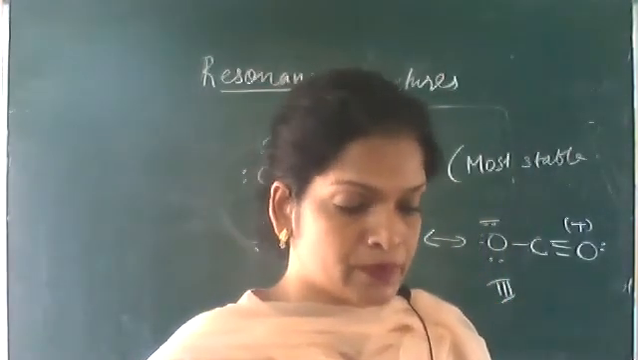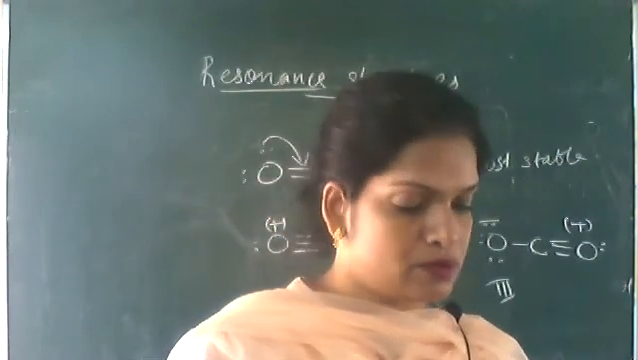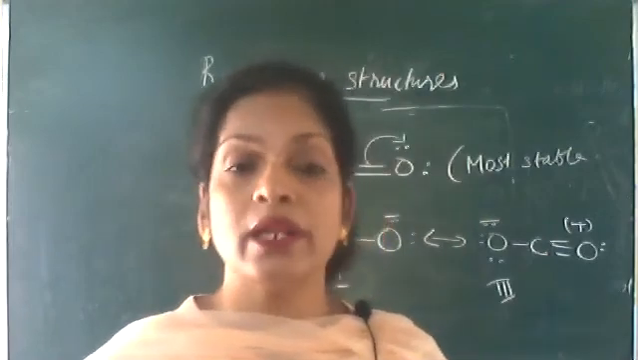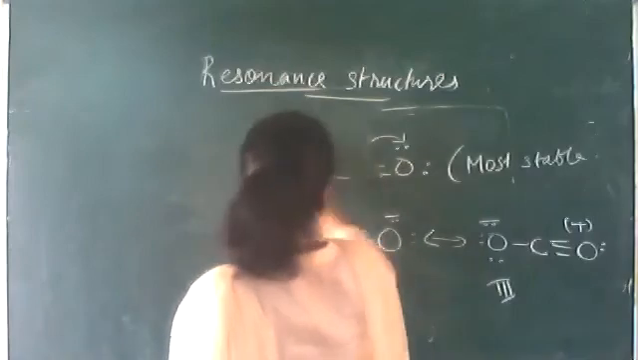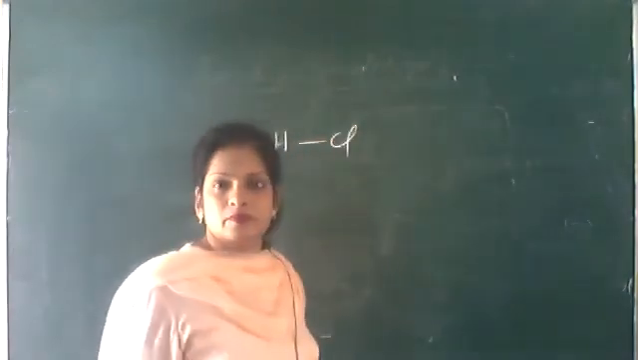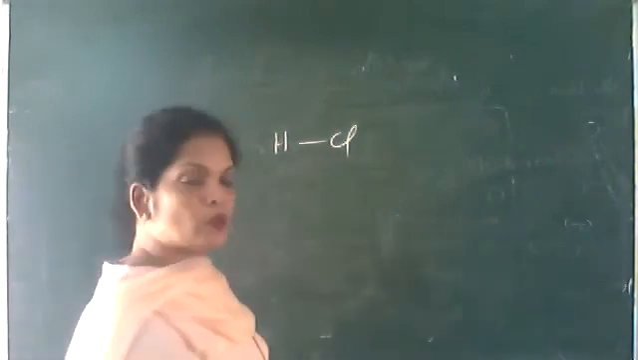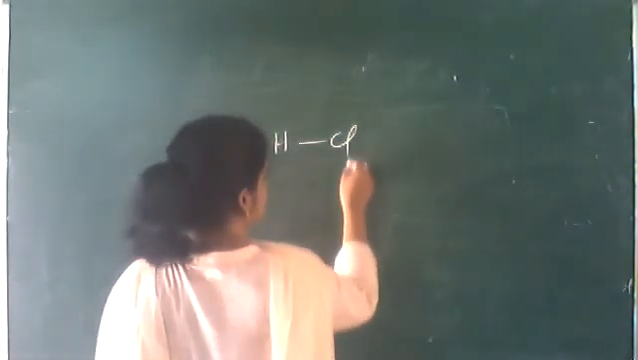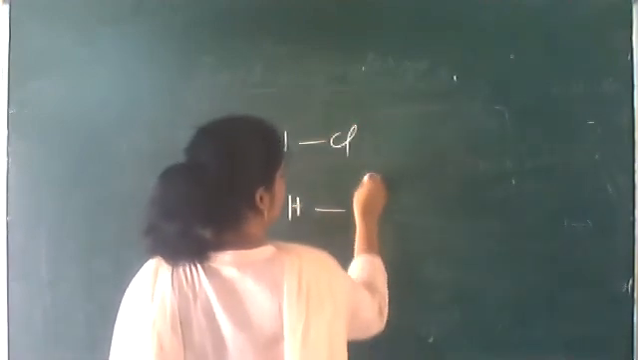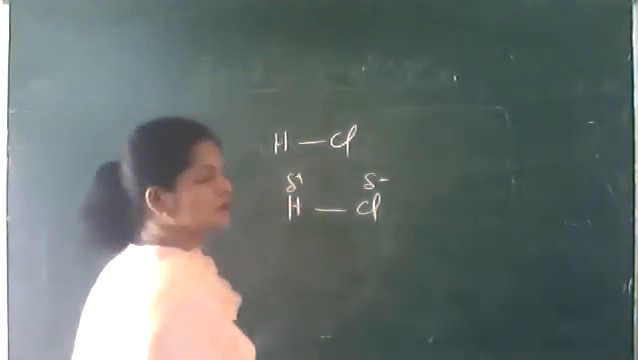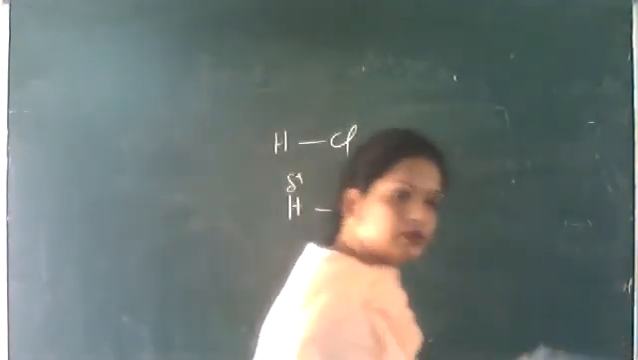Next we are going to study polarity of bonds. In a covalent bond, if one atom is more electronegative, then what will happen? Electron density will be pulled towards that atom. For example, HCl. It is a covalent bond, but it is a polar covalent bond. Chlorine, being more electronegative, will pull the electron density towards chlorine. So chlorine will develop a delta negative, and hydrogen will develop a delta positive. So the bond has become polar. Electron density is more towards chlorine.